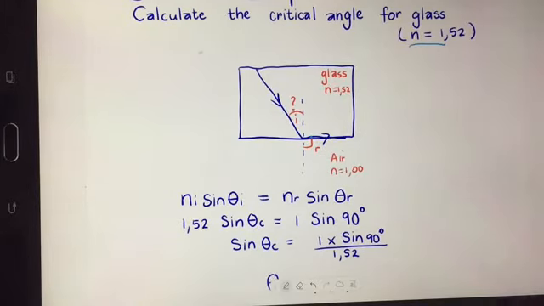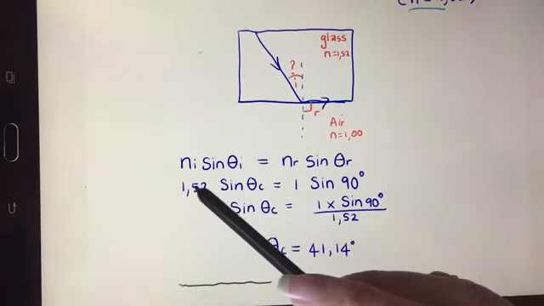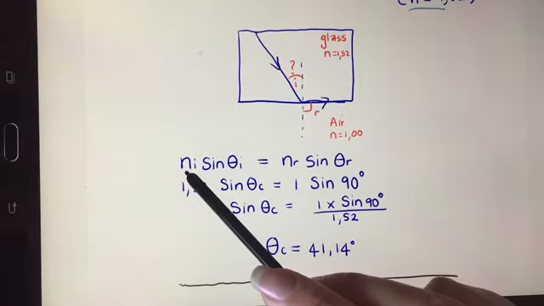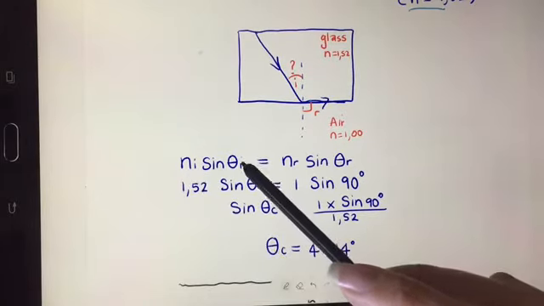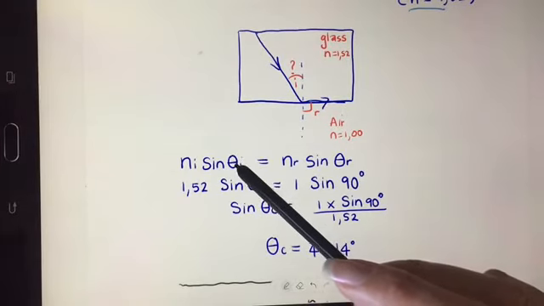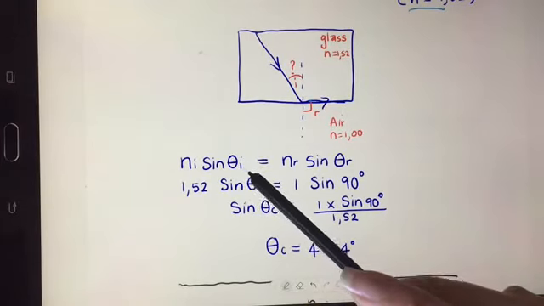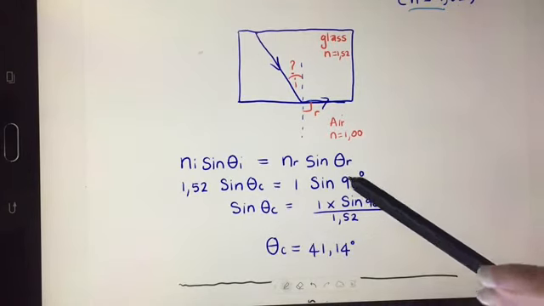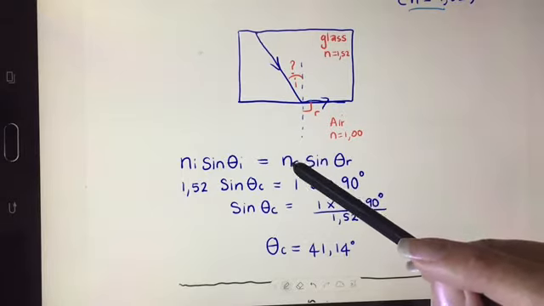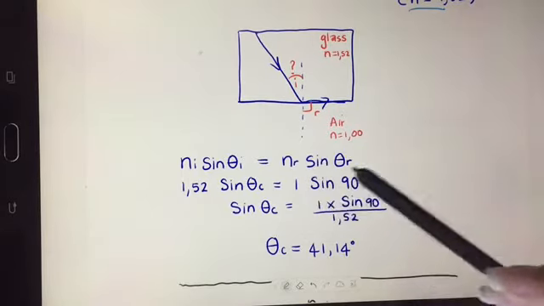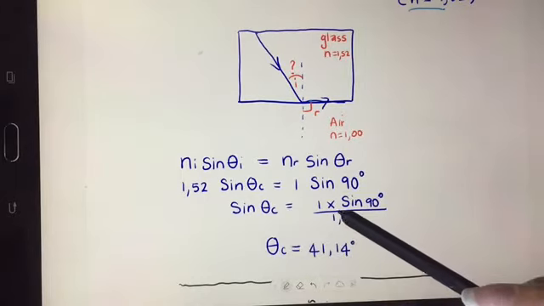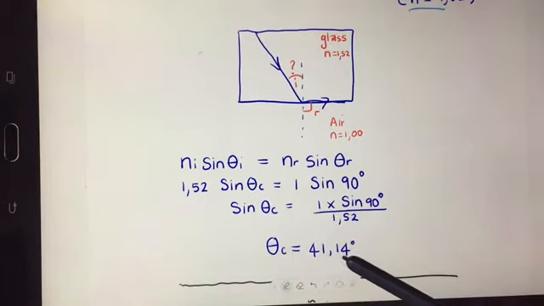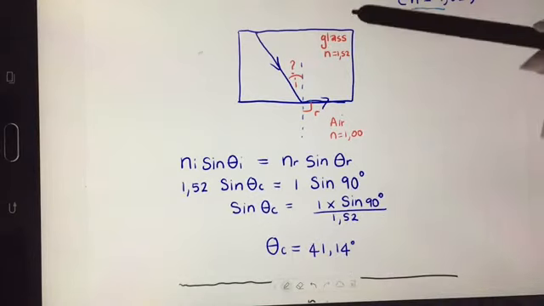Snell's law, I've just written down the formula. So the refractive index is 1,52 because this is always the refractive index of the material that has the incident ray. Then sine of the critical angle. The angle of incidence is called the critical angle because what is the angle of refraction? It's 90 degrees. And the refractive index of air is 1. So sine of the critical angle will be equal to 1 times sine 90 divided by 1,52. And the critical angle works out to 41,14 degrees.